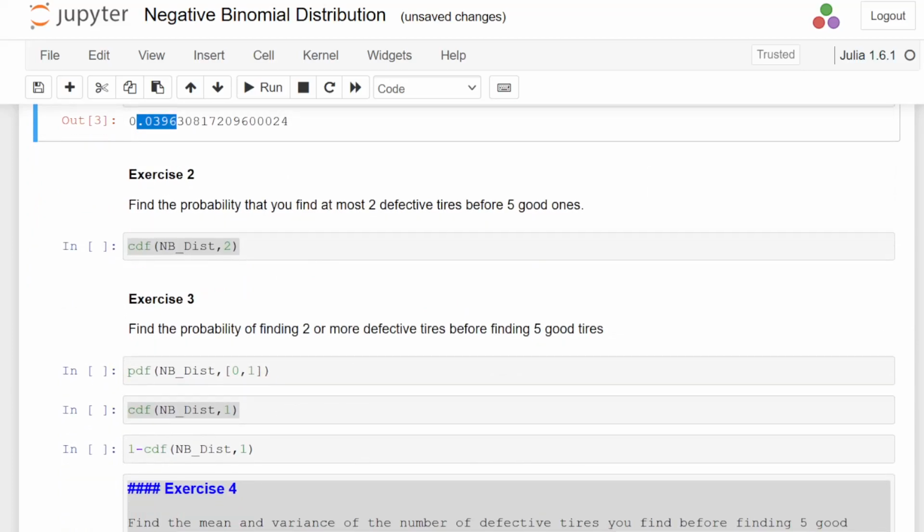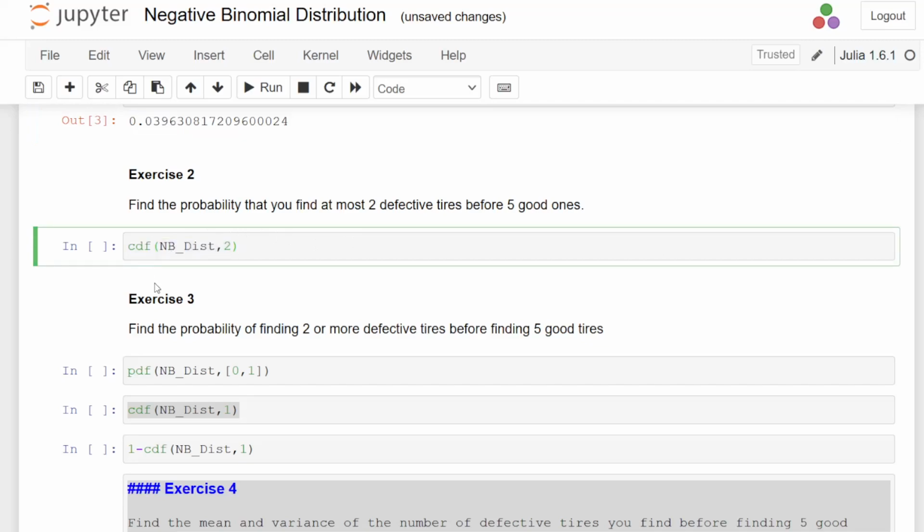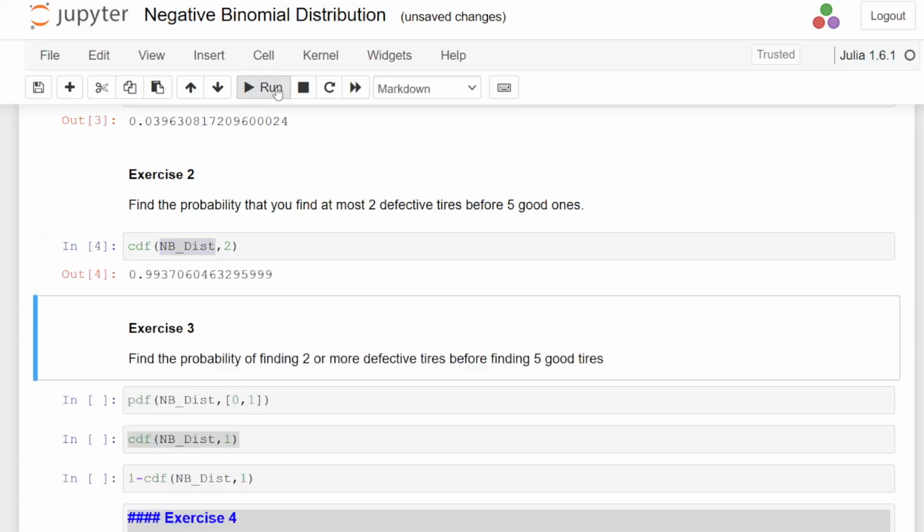Okay, what is the probability that you find at most 2 defective tires? This is the probability of X less than or equal to 2. In this case, we are going to use the cumulative distribution function, cdf. But apart from that, it's very similar. The less than or equal to is contained in the cdf command, and all the information is contained in NB_dist. It is a very large number, actually, 0.9937.